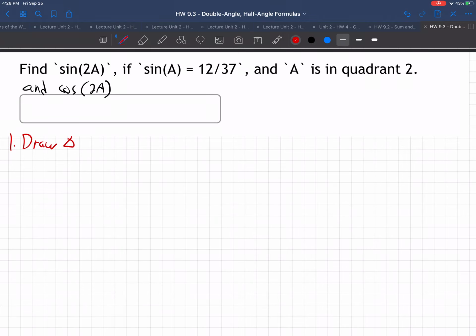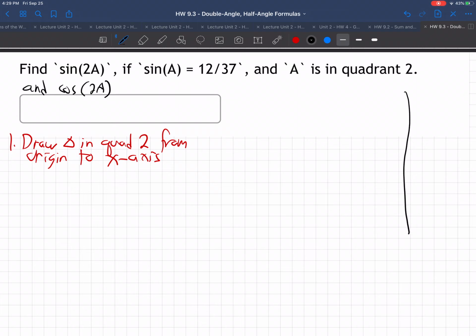Draw your triangle in quadrant 2 from the origin to the x-axis. It's important you do the x and not the y. Let me show that. So I'll come over here. Oh, whoops. I thought I was using my drawing tool and I was not. There we go.